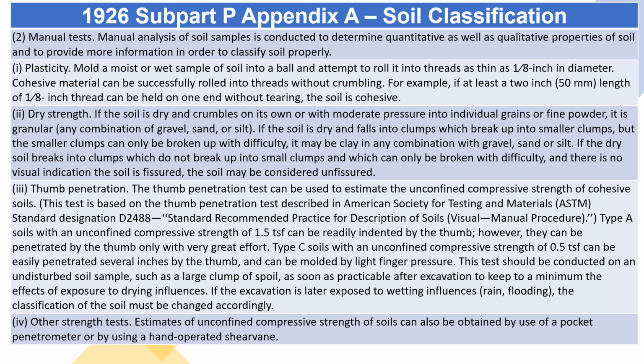This test should be conducted on an undisturbed soil sample, such as a large clump of spoil, as soon as practicable after excavation to keep to a minimum the effects of exposure to drying influences. If the excavation is later exposed to wetting influences, rain, flooding, the classification of the soil must be changed accordingly. 4. Other strength tests. Estimates of unconfined compressive strength of soils can also be obtained by use of a pocket penetrometer or by using a hand-operated shear vane.